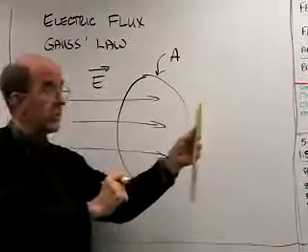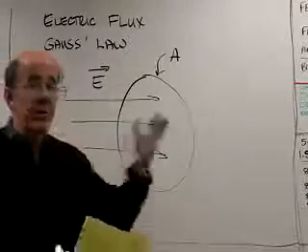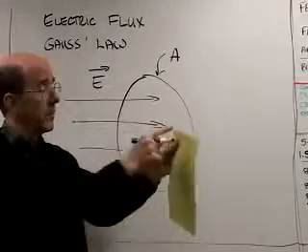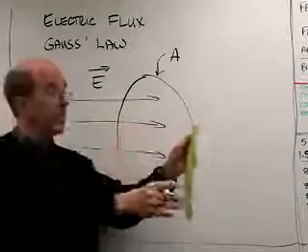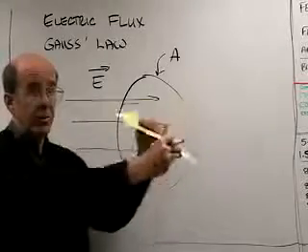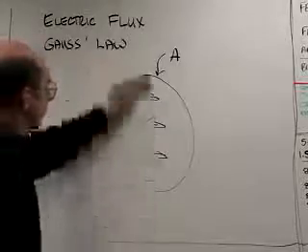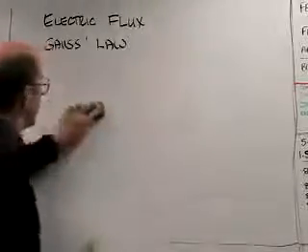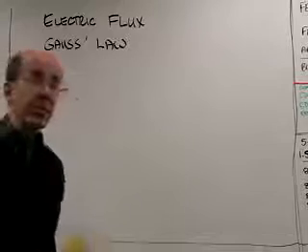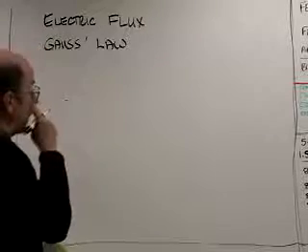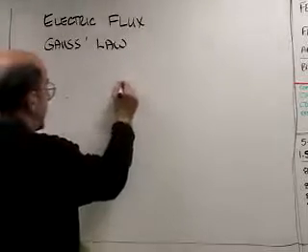So let's figure out how to take into account the area of the surface, the strength of the field lines, and this orientation factor. The way we do this is, first of all, we have to define what the surface looks like, and we're going to define it in terms of a vector. So let's suppose I have a surface.